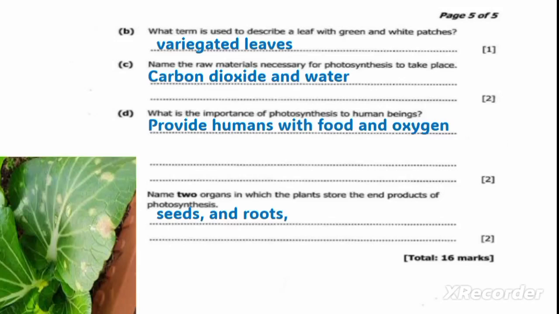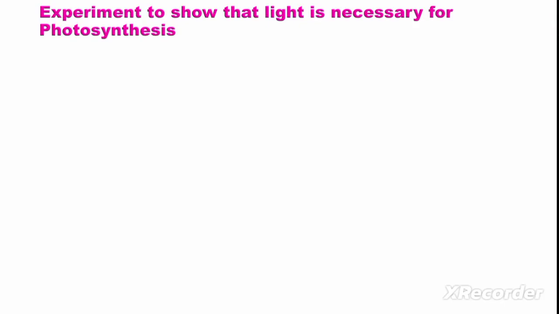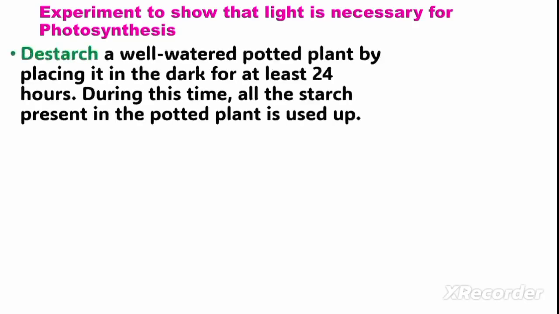Okay, we proceed. We are also going to do experiments to show that light is necessary for photosynthesis. So we are going to do this experiment to show that light is very important during the process of photosynthesis. To carry out this experiment, the first step is to discharge. To discharge is to make sure that the plant loses the starch.